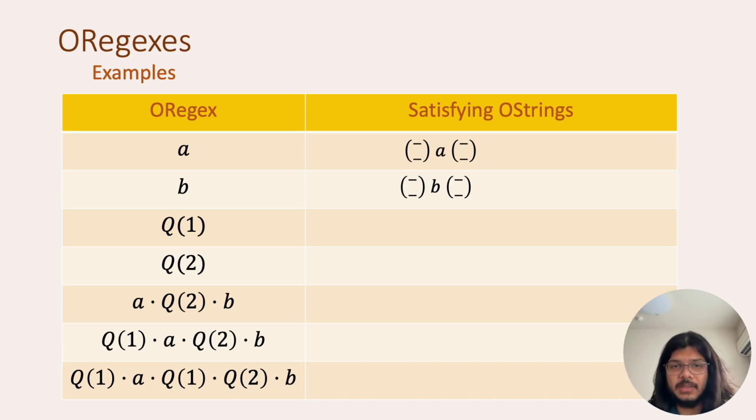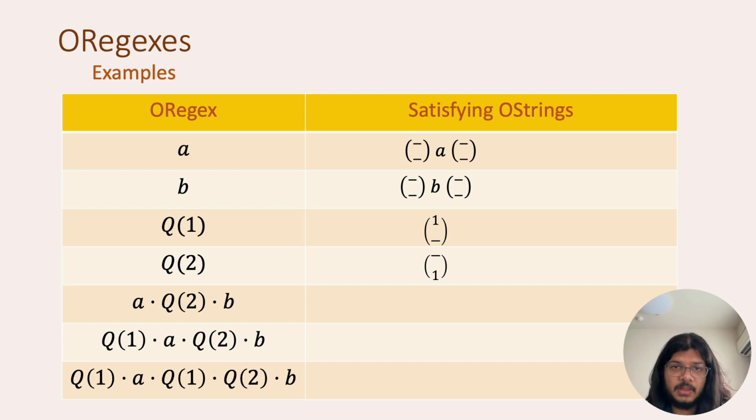Let's consider the regexes Q1 and Q2. These will be satisfied by O strings of length 0. That is to say that these O strings contain no letters but a single valuation. The queries Q1 or Q2 assert that either the first or the second entry in this valuation must be true.